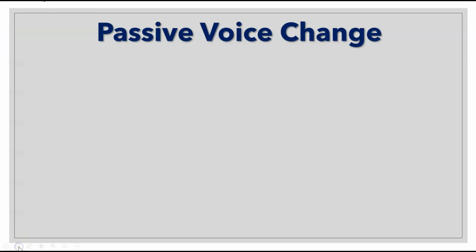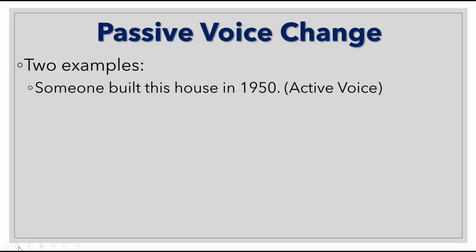Now, let's go ahead and look at a few examples. So our first sentence, someone built this house in 1590. Take a second and look at the sentence and see if you can identify how to change this to passive voice.